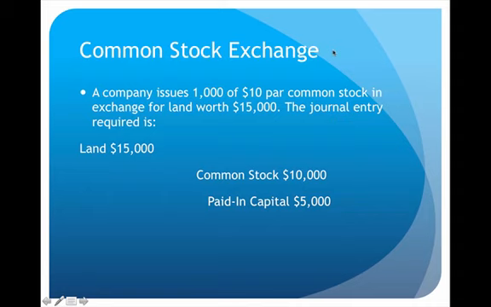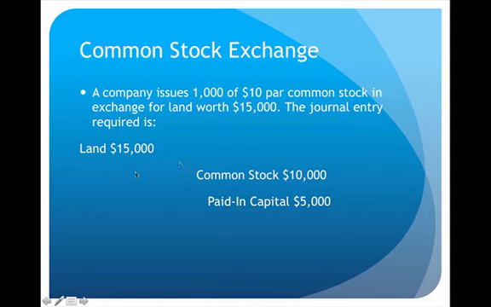Another possibility is that rather than sell the stock for money, we could also exchange stock. If there's another company out there that has an asset we're interested in, and they're willing to take stock rather than cash, then we could negotiate with them and perhaps have a common stock exchange where we actually trade stock for an asset. So that's exactly what's going to happen in this particular example. This company is going to issue 1,000 shares of $10 par common stock, but it's in exchange for land, and the land is worth $15,000.